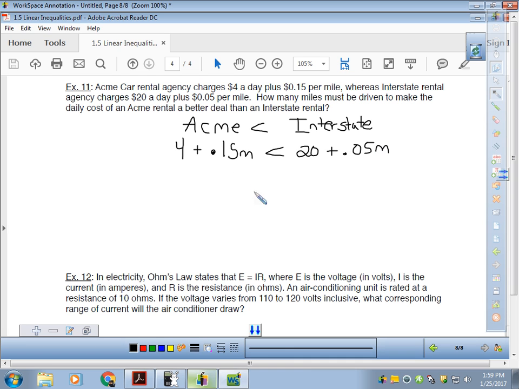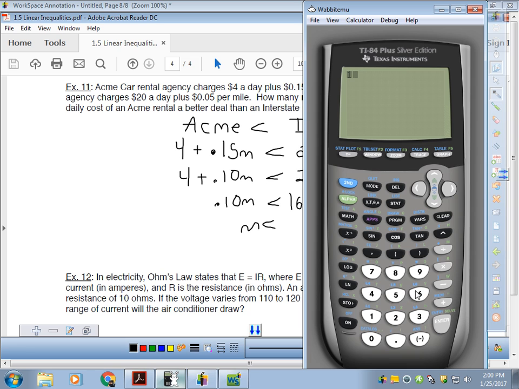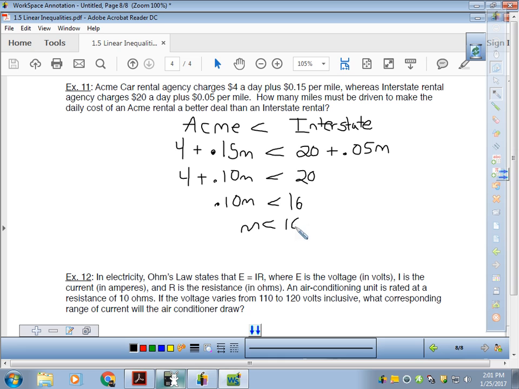First thing I'd do is subtract the 0.05. So I'd have 4 plus 0.10 m is less than 20. Then I would subtract the 4. So I'd say 0.10 m is less than 20 minus 4 is 16. And then the last thing to do would be divide by that 0.10. So here in my calculator, I'm going to do 16 divided by the 0.1, and I get 160. So my expression says that m has to be less than 160.